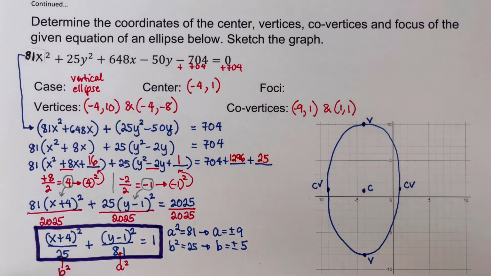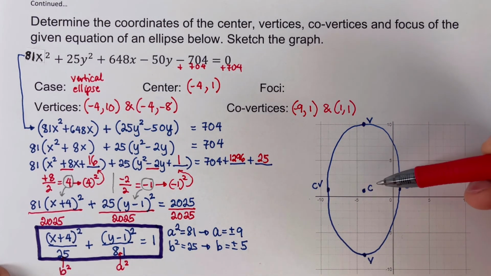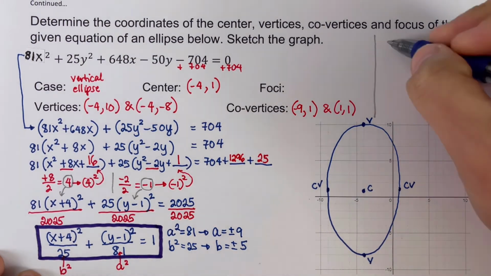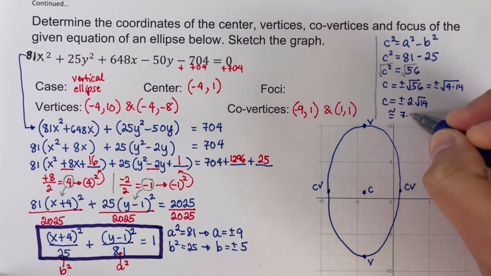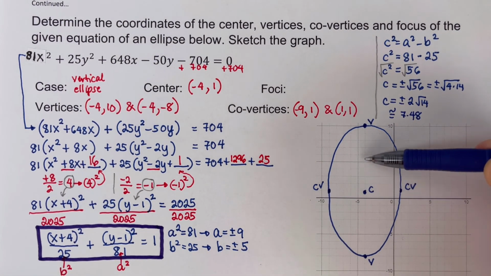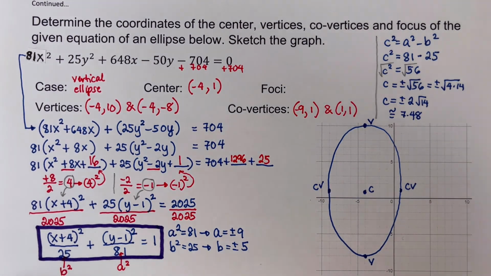Okay, now let's determine the location of the two foci. We remember that we can solve the location of the two foci since it is located c distance from the center. And so we can use the equation c squared is equal to a squared minus b squared to solve for the location of the two foci. So I'm going to go ahead and write that work up here. So the two foci are located 7.48 steps up and 7.48 steps down. So I'm going to go ahead and plot those two foci up here.